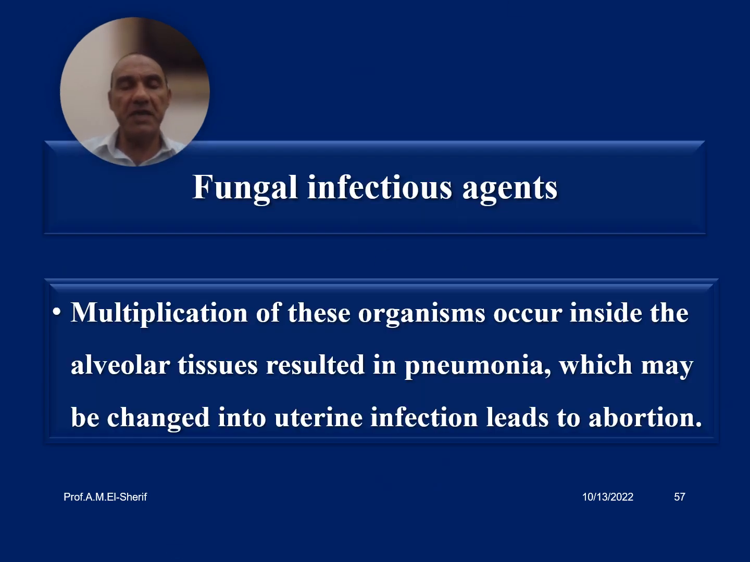Fungal infectious agents: multiplication of these organisms occurs inside the alveolar tissues, resulting in pneumonia, which may spread to uterine infections and lead to abortion. The main pathogenic route here is by inhalation.